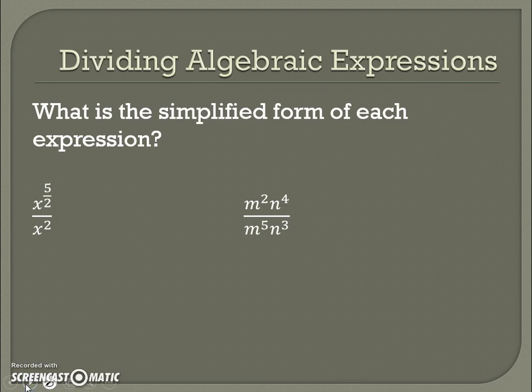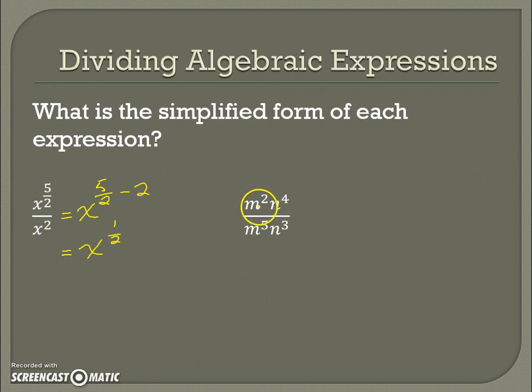All right, so dividing algebraic expressions says what is the simplified form of each expression. So this first one, this is equal to x to the 5 halves minus 2, which is equal to x to the 1 half. That's it. All I'm doing is subtracting. So that should be very, very simple for you.